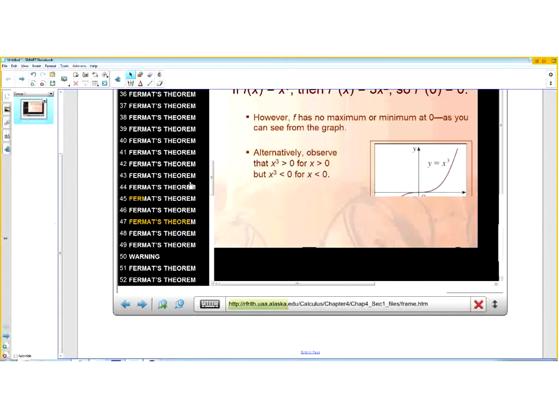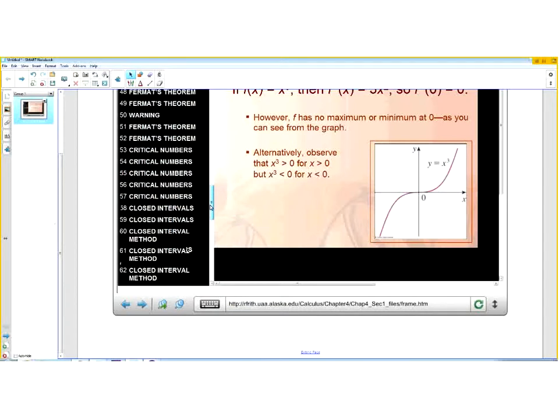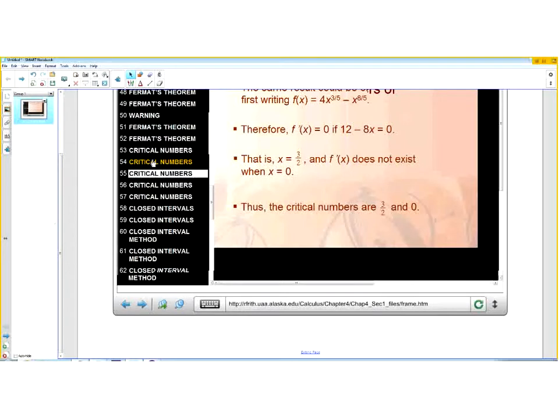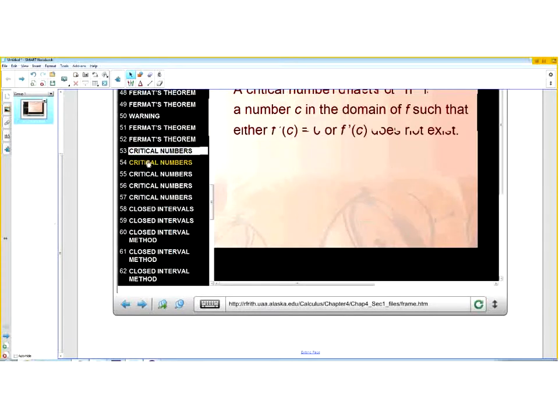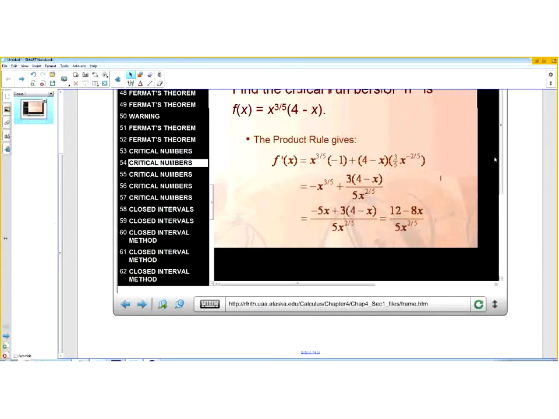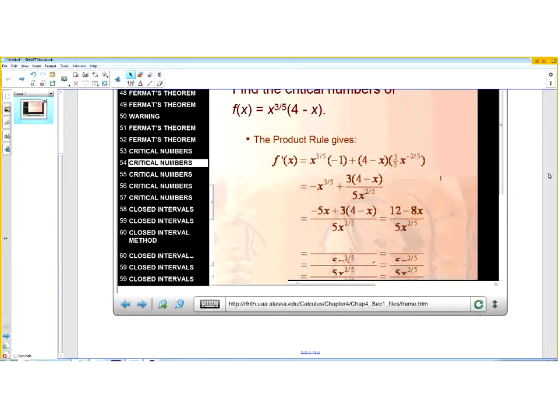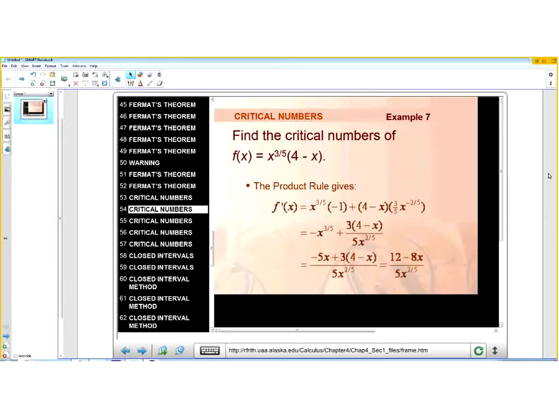So let's see where we were on the concept of critical numbers. We were doing an example of calculating critical numbers for a function. So let's go to that page. Okay, here we were. We want to calculate the critical numbers for this function: f of x is equal to x to the 3/5 times 4 minus x.